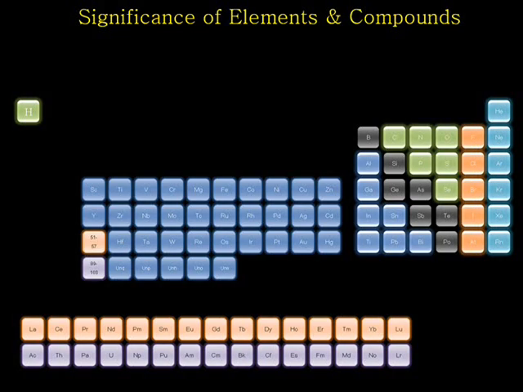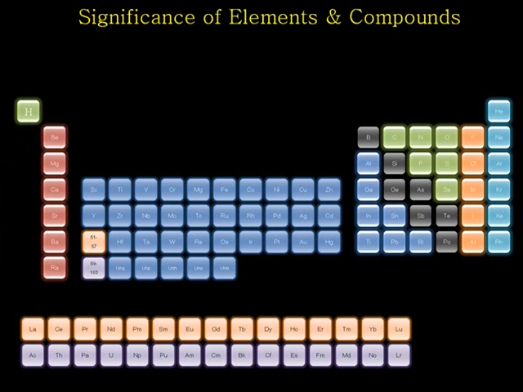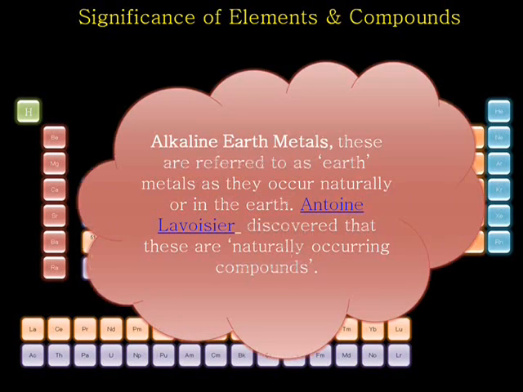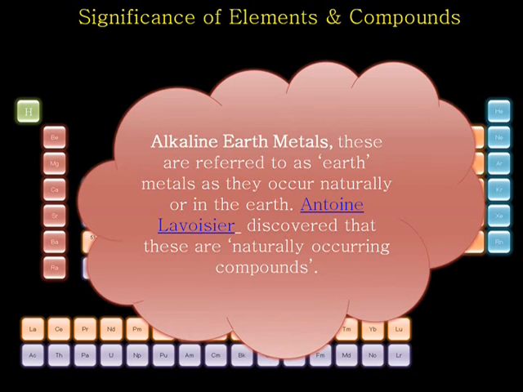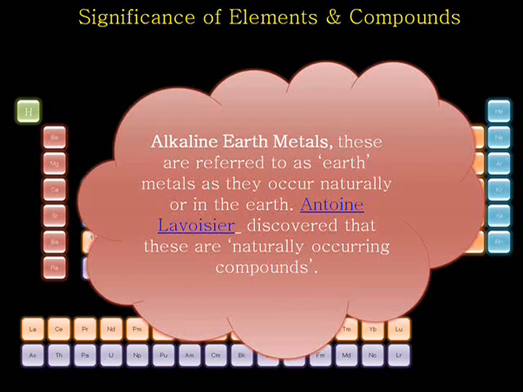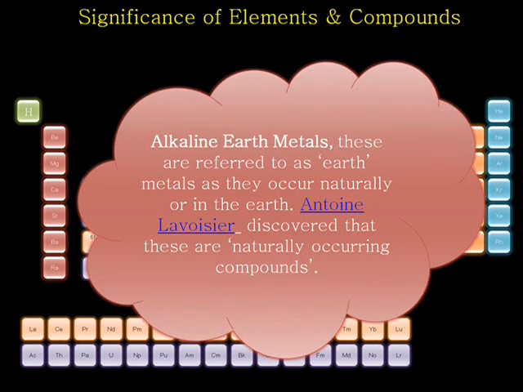Moving further, beryllium, magnesium, calcium, strontium, barium and radium. Now this group of elements is also known as the alkaline earth metals. They are also referred to simply as earth metals. This is because they occur naturally in the earth. Antoine Lavoisier discovered that these are naturally occurring compounds and not metals. Remember we discussed the classification and difference of elements and compounds? Yeah, so he discovered that they are compounds and not elements.